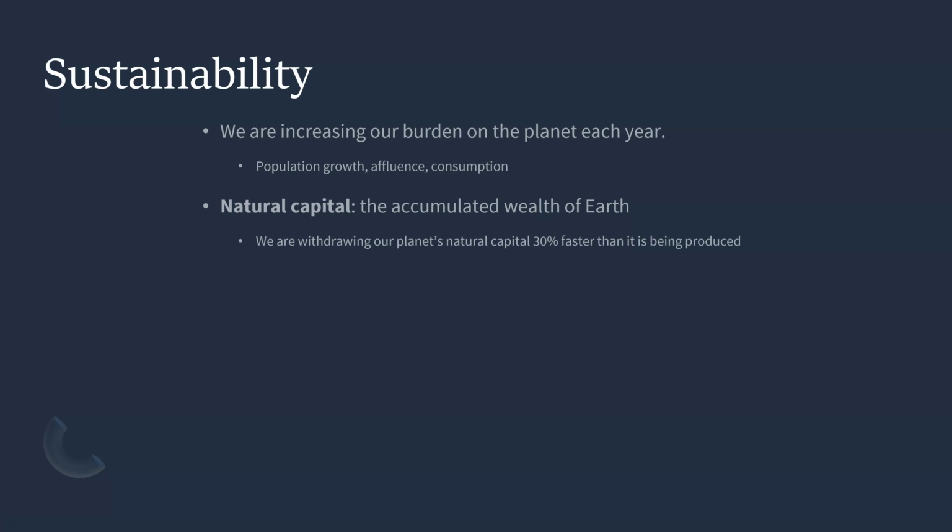So we are increasing our burden on the planet each year with population growth, affluence, and consumption. The natural capital, the accumulated wealth of Earth: we are withdrawing our planet's natural capital 30% faster than it is being produced. While that's not terrible, it's not 100% faster, we still can do better. So really, sustainability is a lot about doing better.